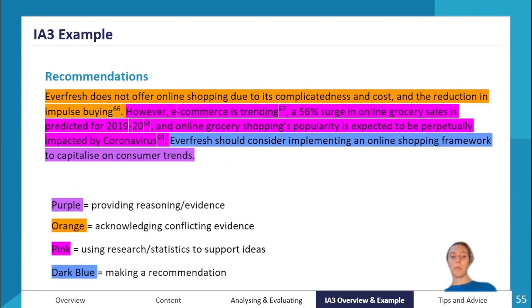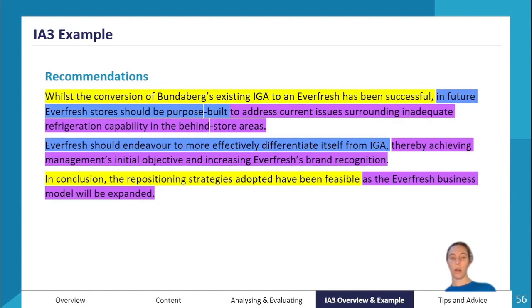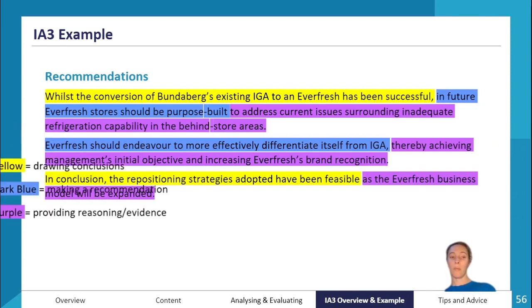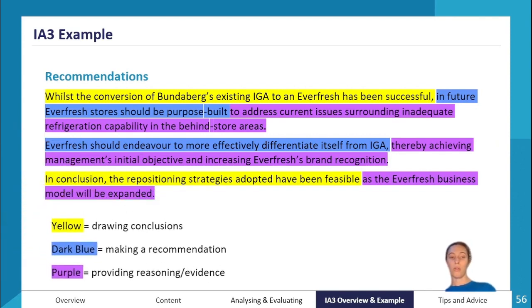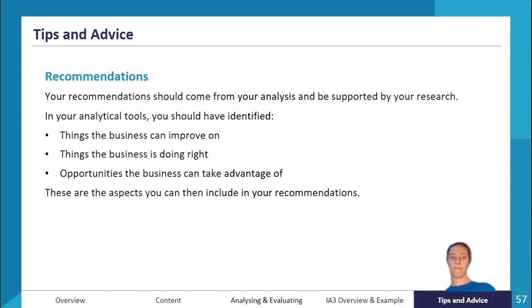And lastly, we've got more of the same thing, more reasoning and evidence for everything, backing up things, more acknowledgement of conflicting evidence, more statistics, and then clear recommendation as well. And then you have your concluding part as well. You want to wrap things up, make your recommendation really clear, and always have the reasoning to support that.